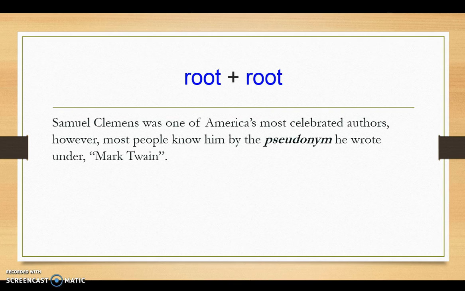Let's try another one. Sometimes a word will be made up of two roots, like in this example. Samuel Clemens was one of America's most celebrated authors. However, most people know him by the pseudonym he wrote under, Mark Twain. So we have two roots that we need to figure out. I look at the root pseudo, which I know means false. I look at the root nym, which I know means name. So I can deduce that pseudonym must mean false name.